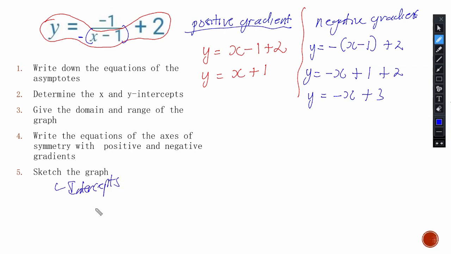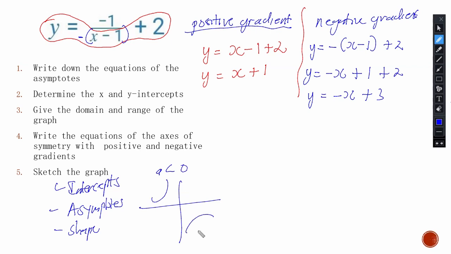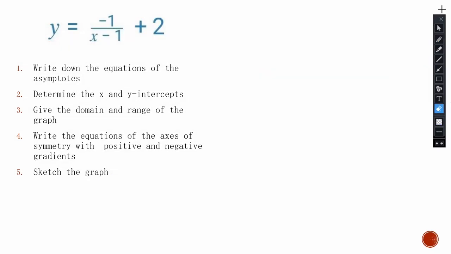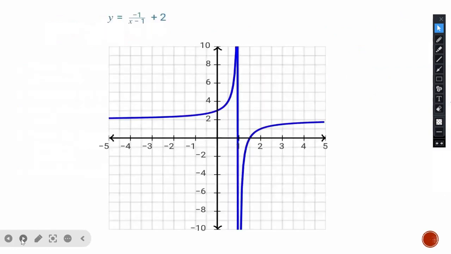Again, for the sketch, you need your intercepts. Clearly show all the intercepts with the axis and clearly show all the asymptotes. And then also know the shape, right? Considering this one, a is less than 0, so we know the shape is in the second quadrant and fourth quadrant. So, okay, now this is how we're going to have it. So let's have the one that is already drawn here.